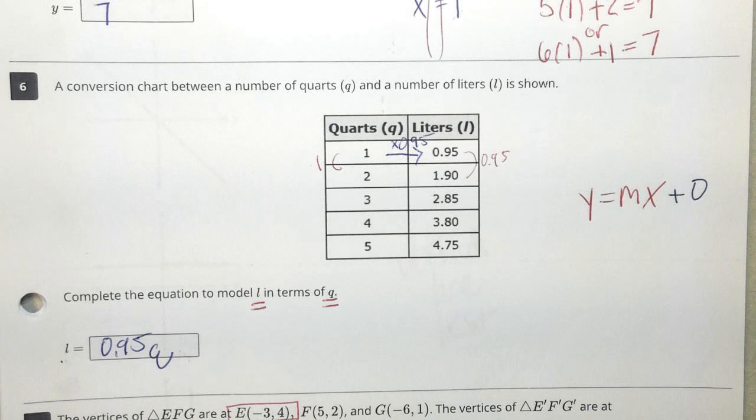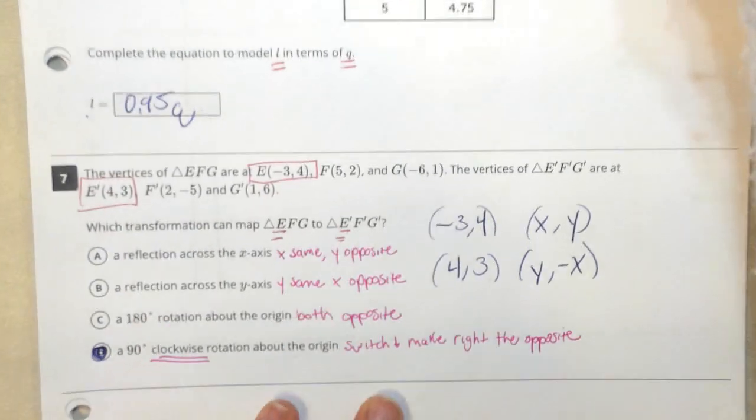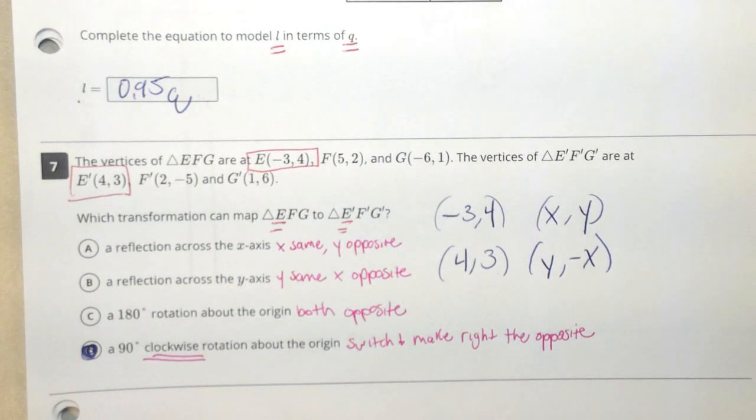Okay? Number 7, on this one, the vertices of triangle EFG are given. The vertices of E prime, F prime, G prime are also given.